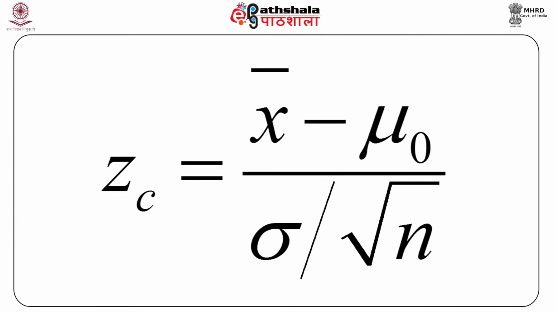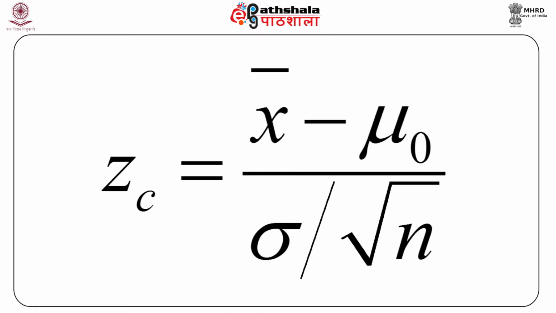Now, the calculated value of the test statistic ZC is equal to x bar minus mu 0 upon sigma by root n, and it depends on the value of x bar given mu 0, sigma and n. For different samples, we are likely to get different values of ZC. It is a matter of chance which sample is selected and results in a particular value of ZC.